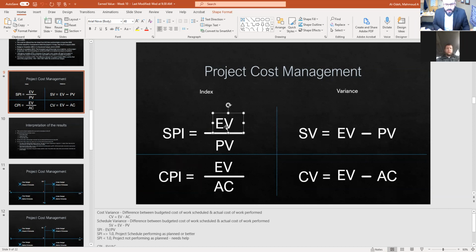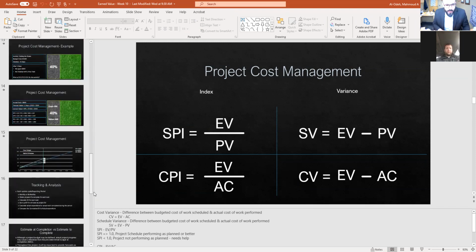These indexes will also give you an indication whether the project is on budget, under budget, or over budget, and that's for the CPI. The SPI will tell you whether the project is on schedule, behind schedule, or ahead of schedule. So from what we discussed on Monday, we were able to find out the status of the project.